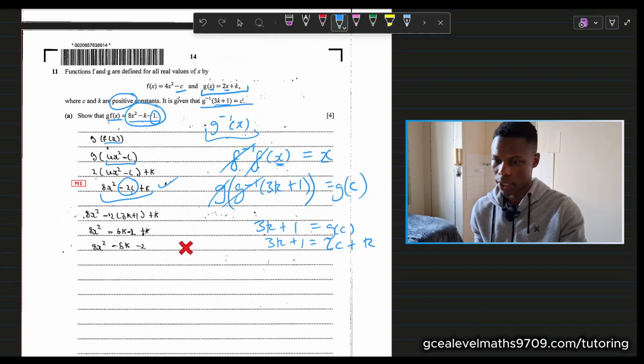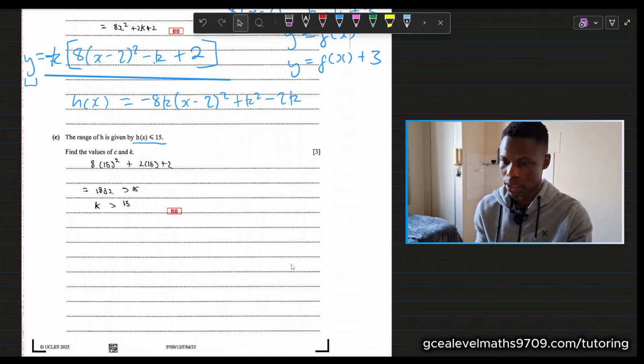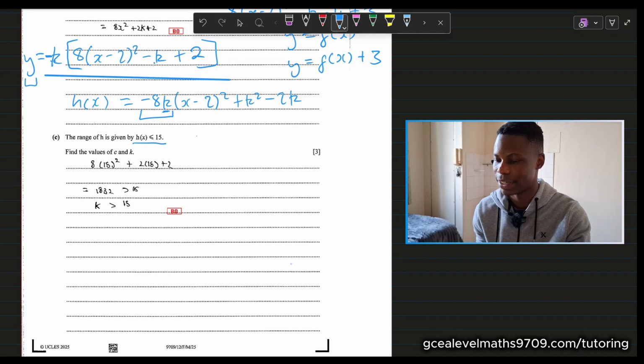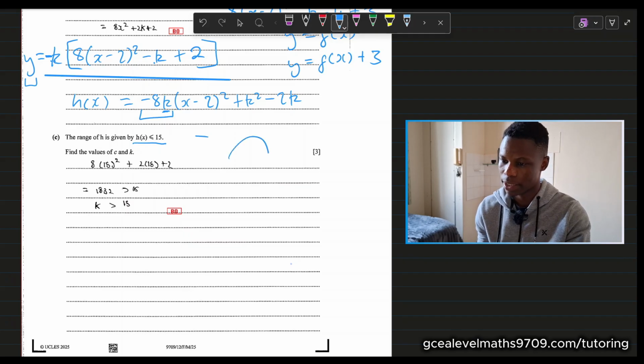The reason why I wanted to know whether k is positive or not is because if you look at h of x, we've got negative 8k. Since k is positive, it means that the coefficient, if we were to expand everything, the coefficient on x squared is going to be a negative sign, right? And that's important because it tells us the shape of our quadratic. Is our quadratic like this or like that? Since we're dealing with range, we need to know that.